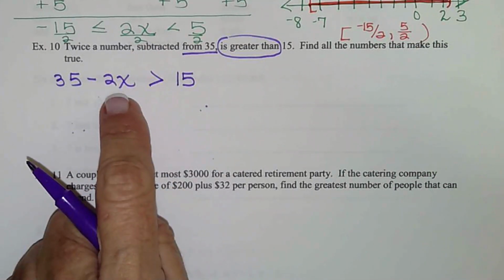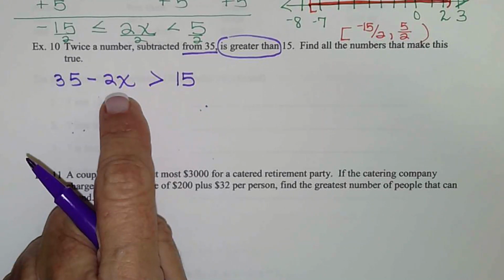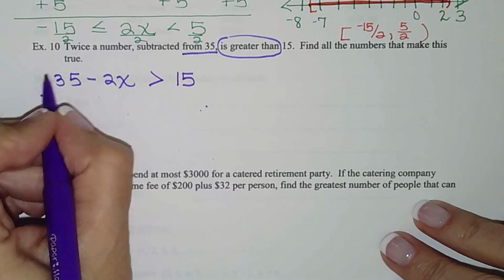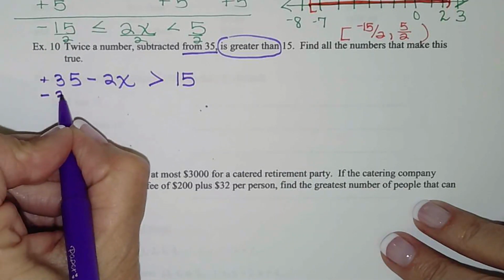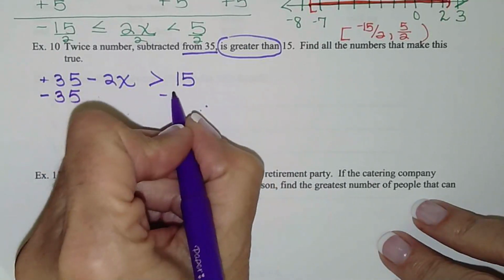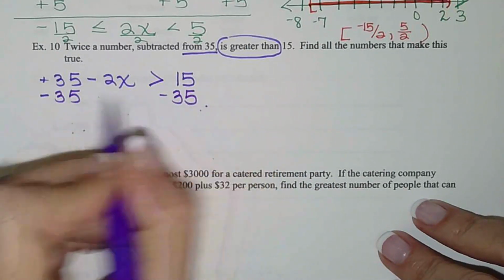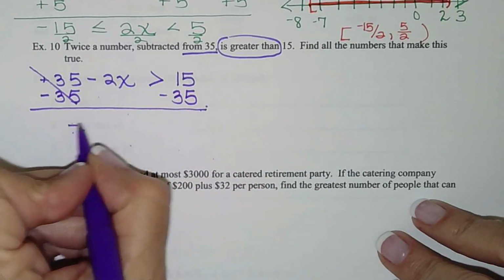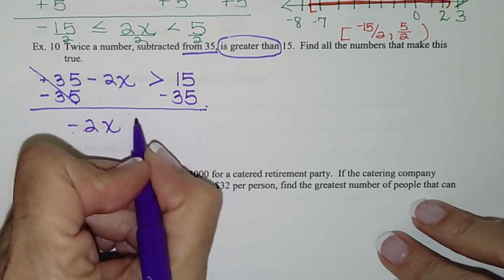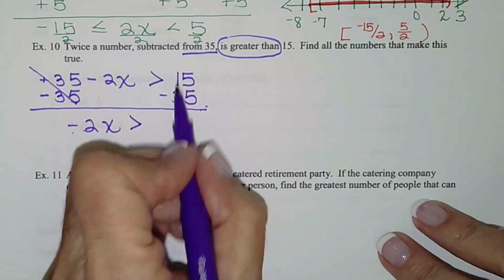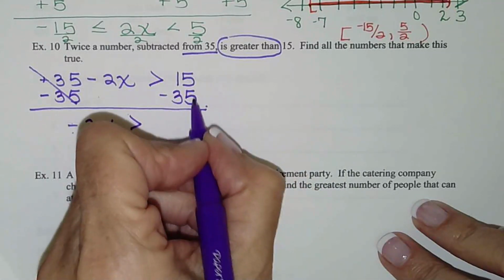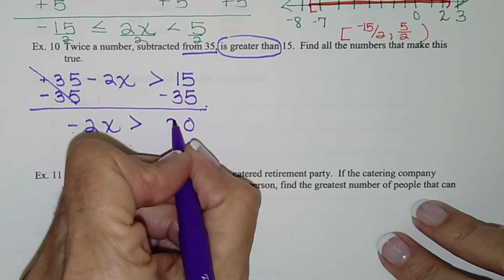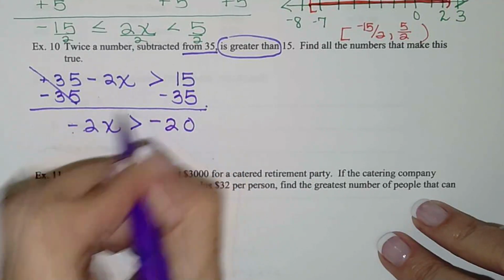X's need to remain on the left. So anything without an X moves to the right. This is a positive 35, so we'll be subtracting 35 from both sides. Gone. Negative 2x is greater than, when the signs are different, we subtract. 5 minus 5 is 0. 3 minus 1 is 2. Keep the sign of the larger.